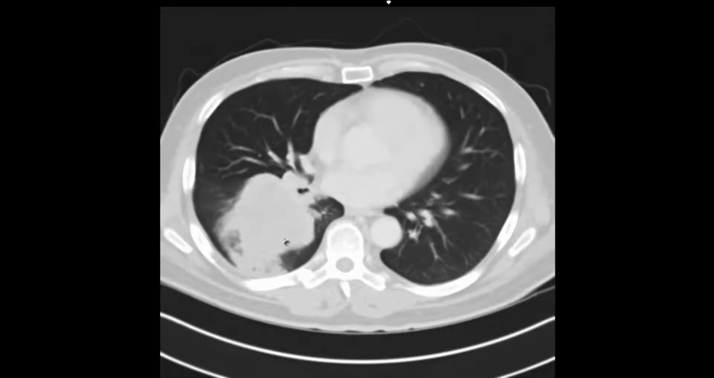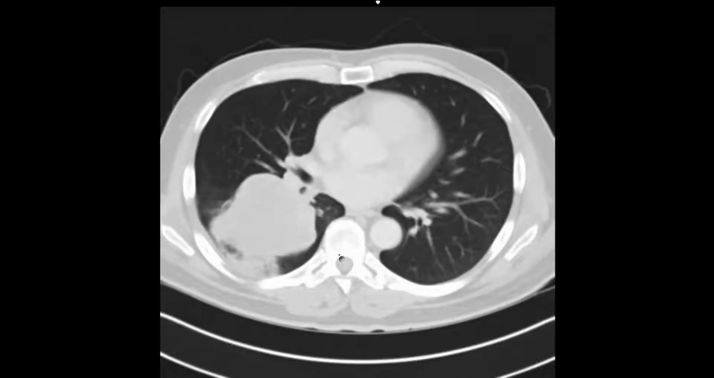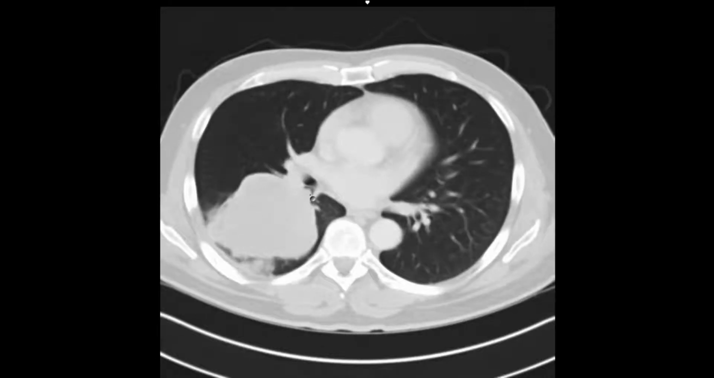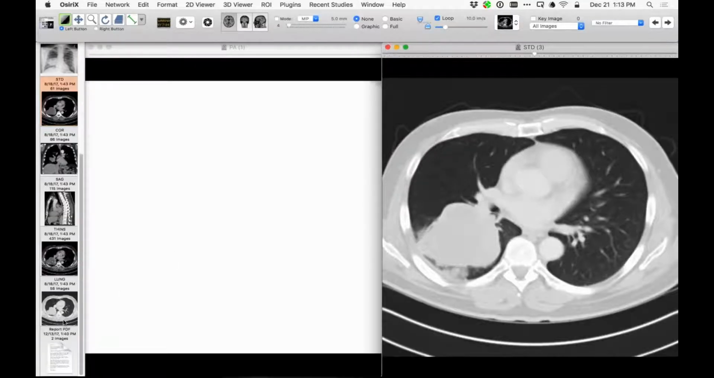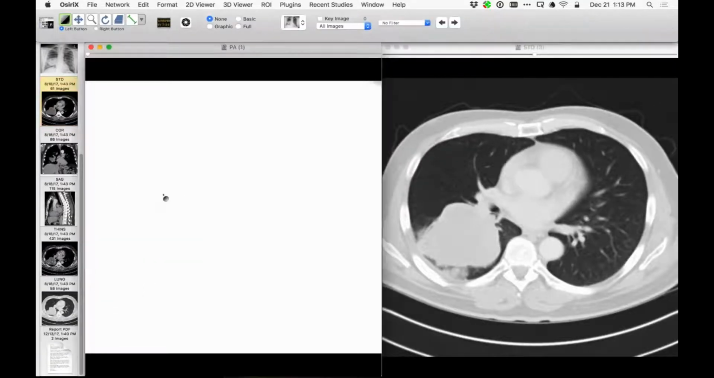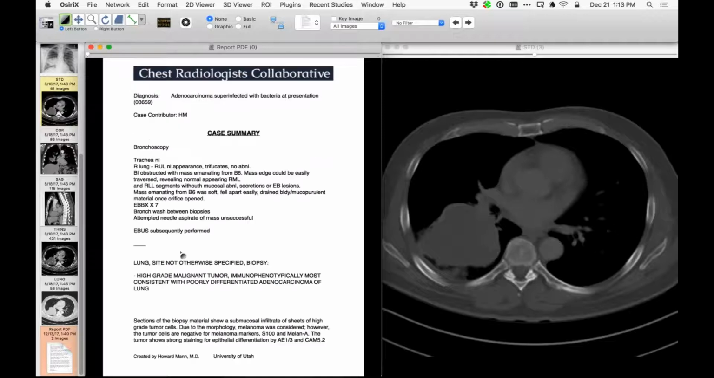But then there's this component as well. And biopsy, I think, of that as well as some lymph nodes. Let me have a look. Showed adenocarcinoma. So here you can see there is the obstructing mass in B6 into the bronchus intermedius. This is the bronch report. They did some biopsies.